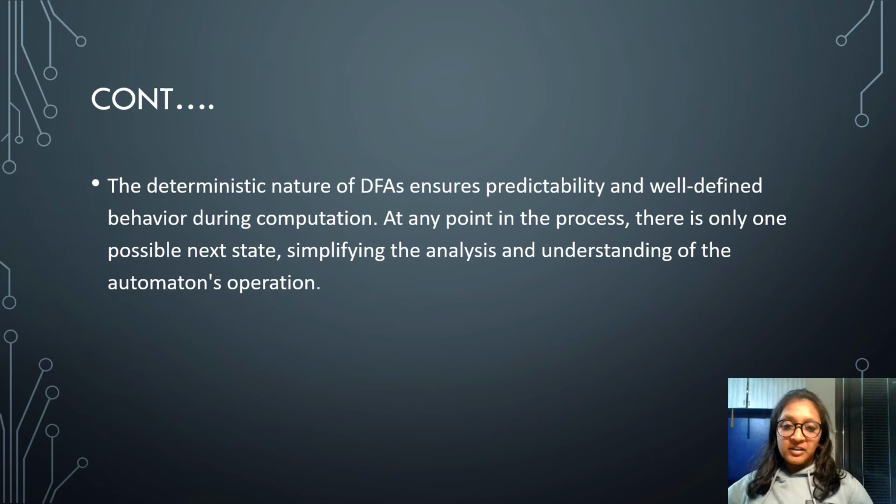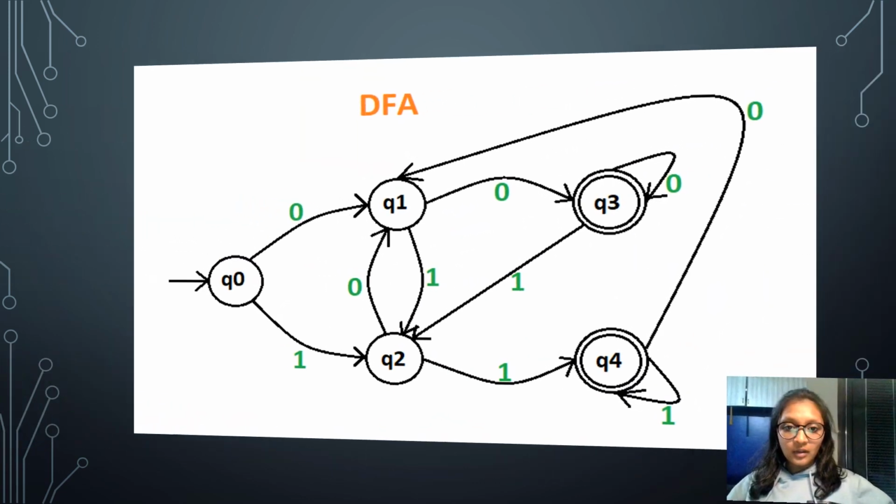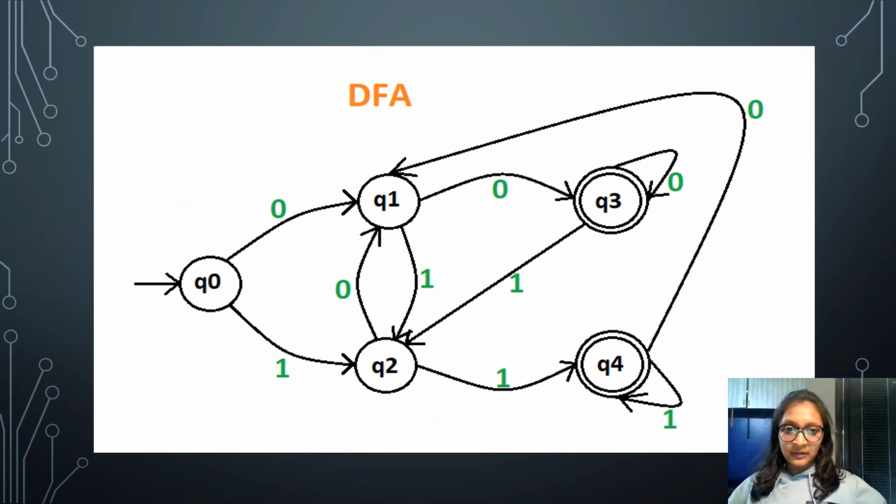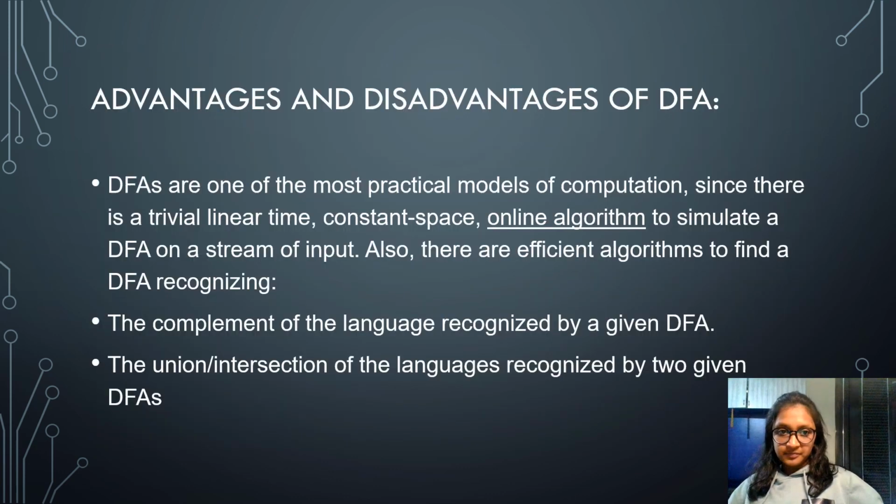The deterministic nature of DFAs ensures predictability and well-defined behavior during computation. At any point in the process, there is only one possible next state, simplifying the analysis and understanding of the automaton's operation. And this is another basic example of a DFA, that is, deterministic finite automata.